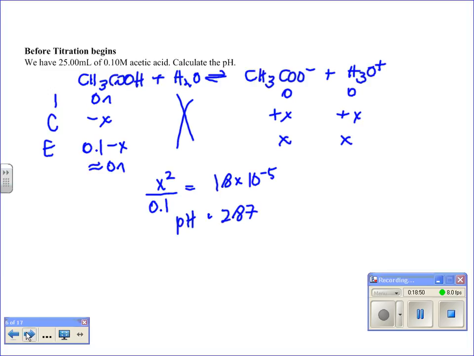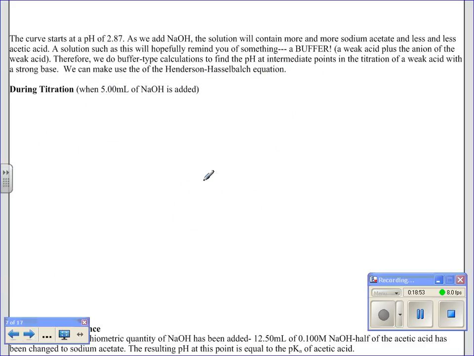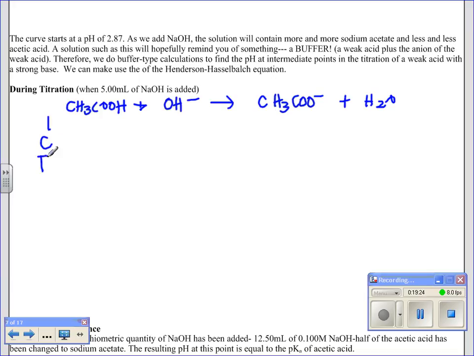Next, if we want to calculate the pH during the titration, before the equivalence point, we are adding strong base to a solution, so we need to write the reaction for the acid that's going to react with the base, which is the vinegar plus the hydroxide. This will produce acetate and water. Because we're adding a strong base, this is a complete reaction, and we're going to use an ICF chart to organize our data.